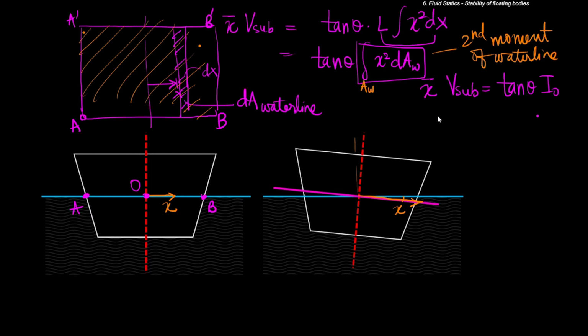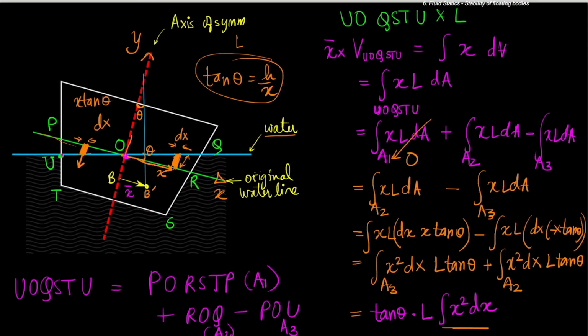And for small disturbances, tan theta, actually we don't need to invoke the small disturbance condition over here, because let us look at what tan theta also is. This angle is theta, and this angle is also theta. Let me call this M, because the vertical line joining B prime with the axis of symmetry is the metacenter. So tan theta is also equal to BB prime, the shift in the center of buoyancy, divided by BM.